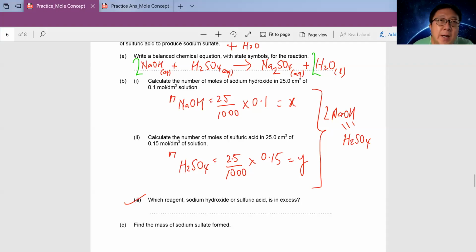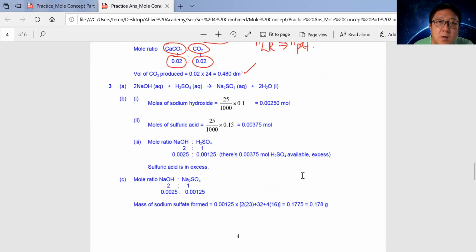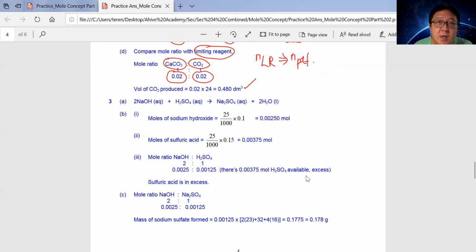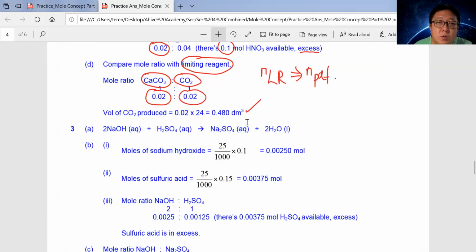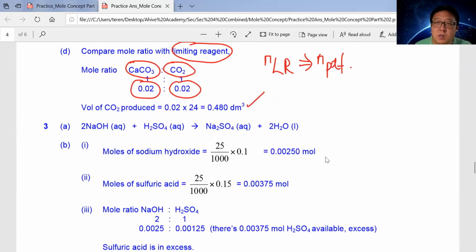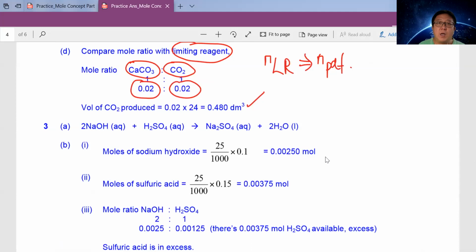Okay, can? So, done. Let's check the answer. That is your sulfuric acid, and your sulfuric acid is in excess, because for sulfuric acid you have 0.0375, but for this sodium hydroxide you only have 0.025. By right, to react with 0.025, I will need only 0.0125. So your sulfuric acid is obviously in excess. That's how you determine sulfuric acid is in excess for this question.